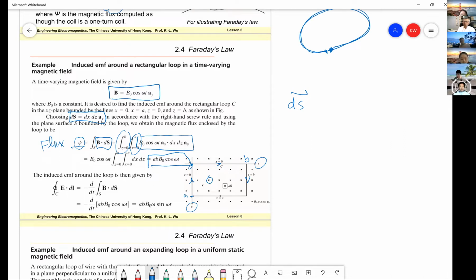All right. Then once we have the flux, we take the time derivative. Don't forget this minus sign. Then this is the EMF. So we don't do the line integration, right? We calculate the magnetic field flux, then we take the time derivative.